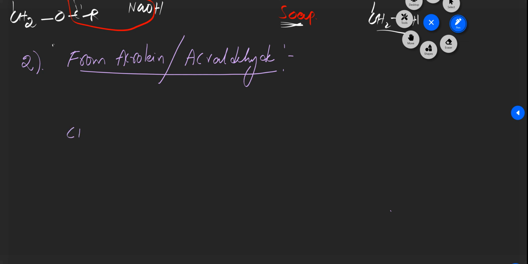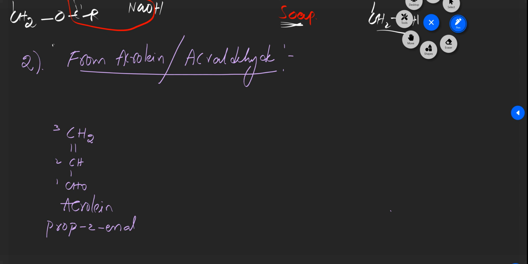CH2 double bond CH and CHO. This one is called acrolein. What is the IUPAC name of this one? What is the IUPAC nomenclature? One, two, three carbons, so prop. At what position is the double bond? At position 2, so it is propen-al, prop-2-en-al.